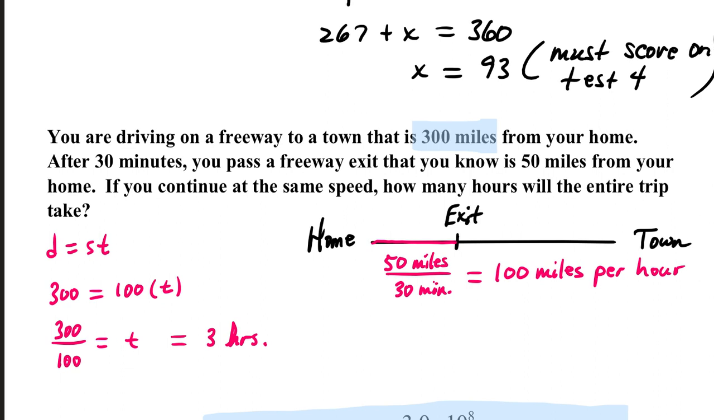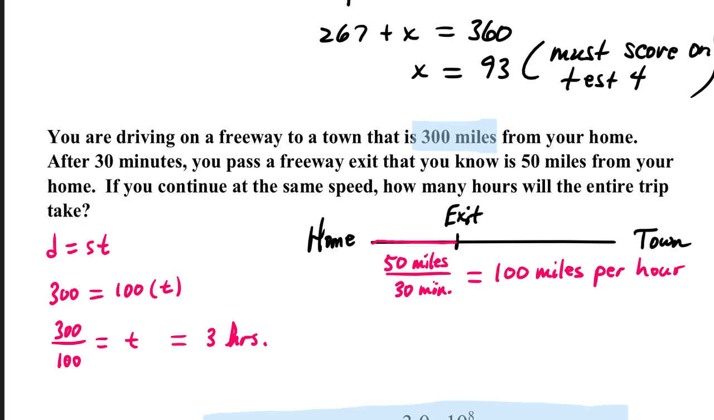You're driving on a freeway to a town that's 300 miles from your home. After 30 minutes, you pass a freeway exit that you know is 50 miles from your home. If you continue at the same speed, how many hours will the entire trip take?